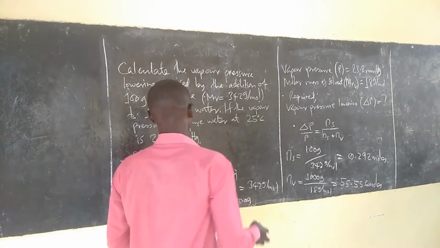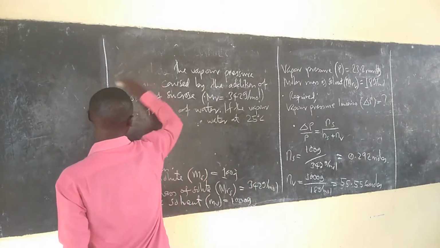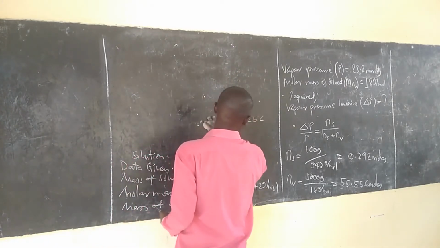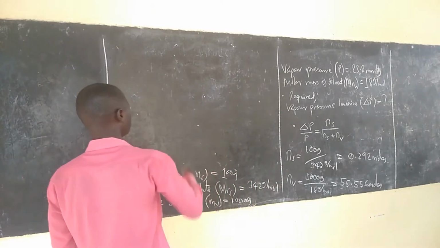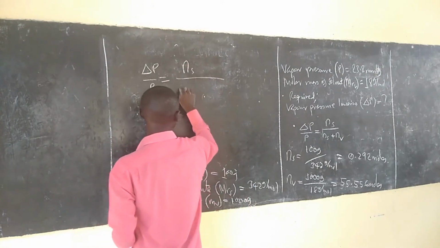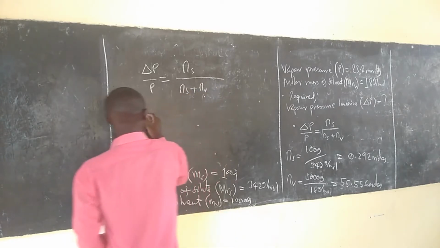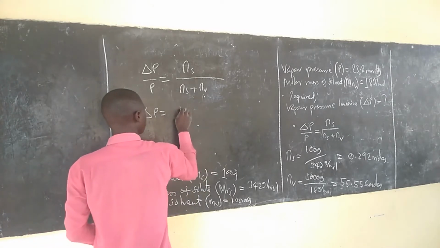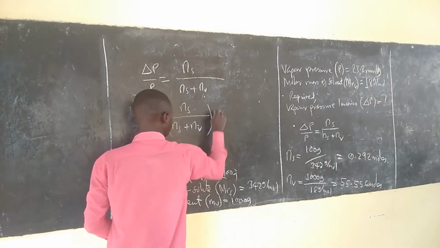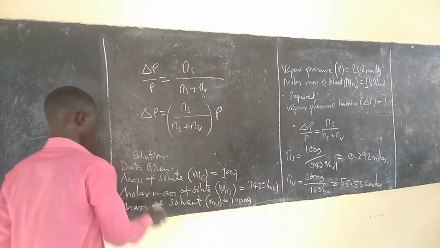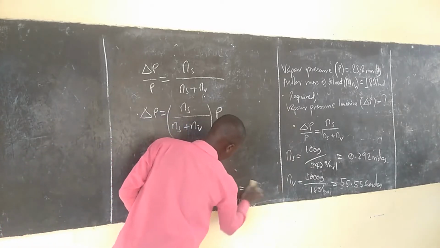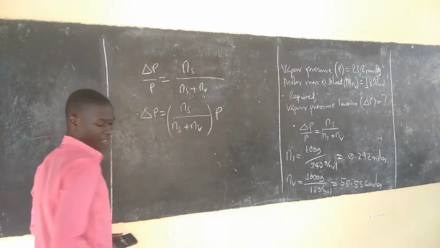So from there we will solve for change in pressure. Change in P divided by P is equal to number of moles of solute divided by number of moles of solute plus number of moles of solvent. So change in P will equal number of moles of solute divided by number of moles of solute plus number of moles of solvent, times pressure P, which is the pure pressure. We have all the data, so we substitute and get our final answer.